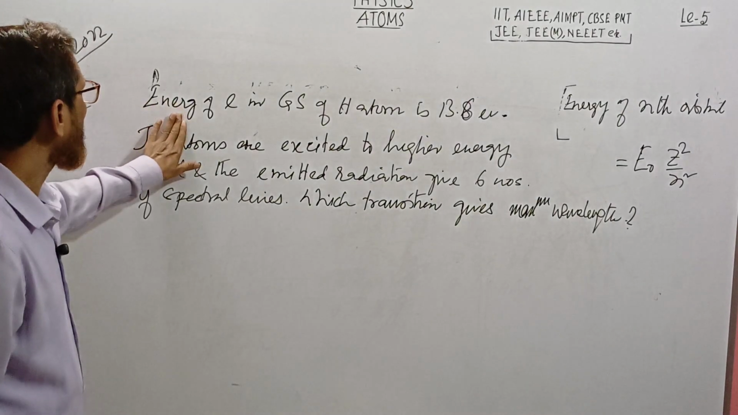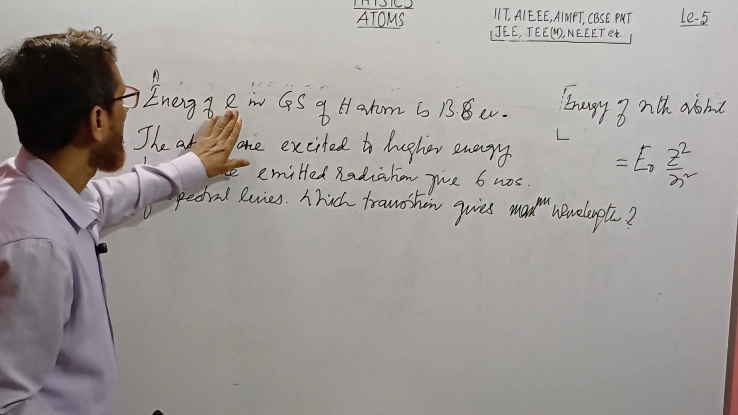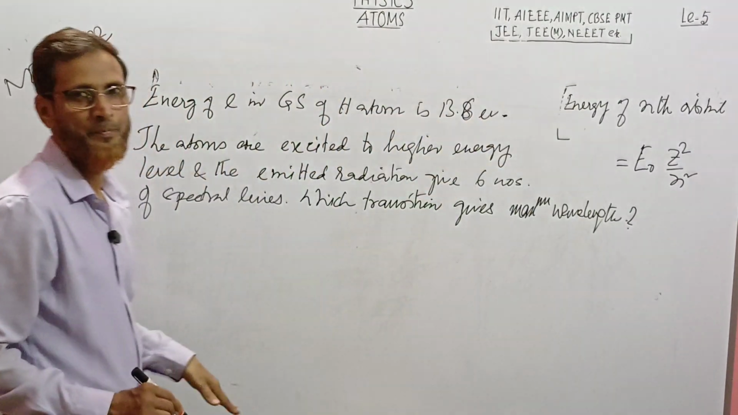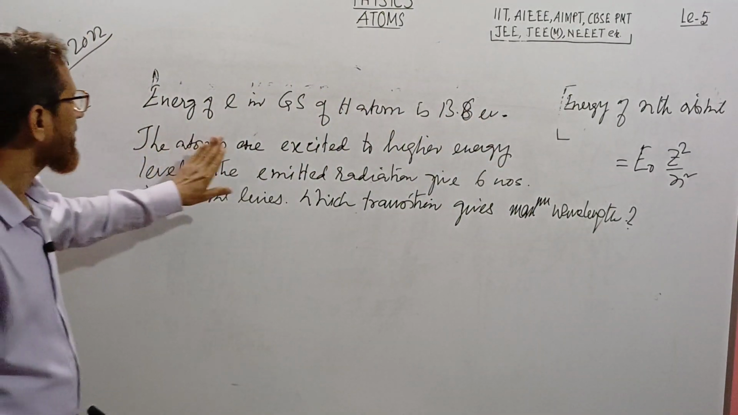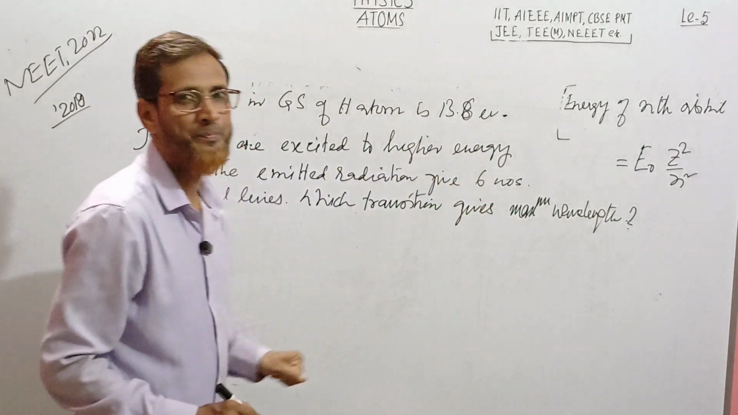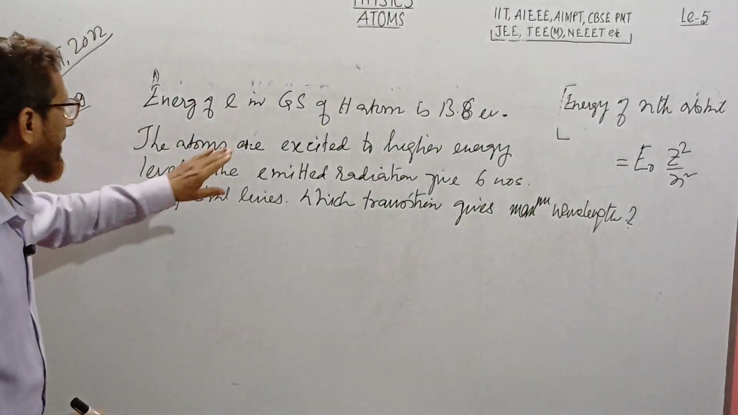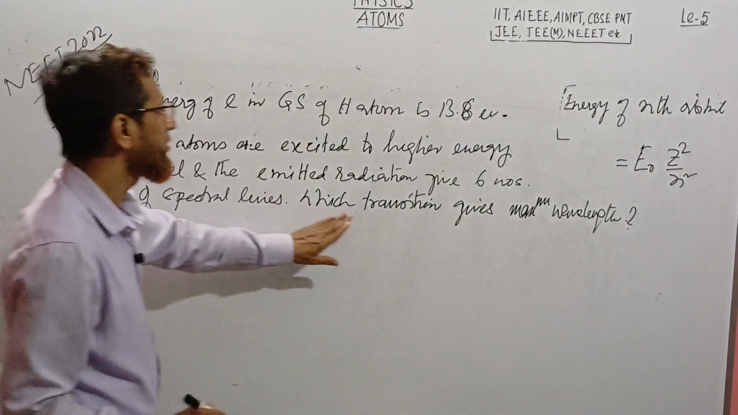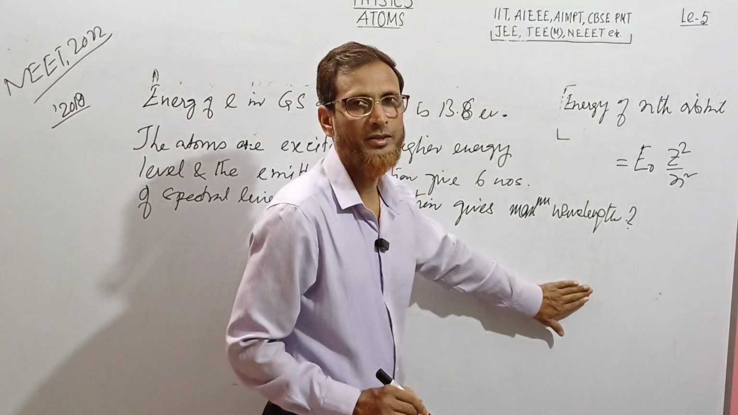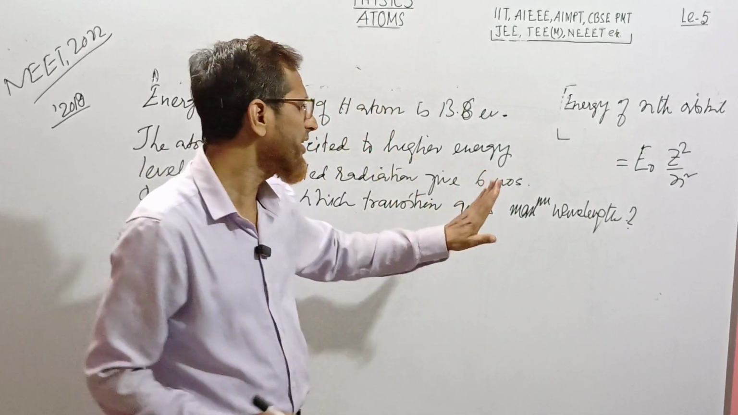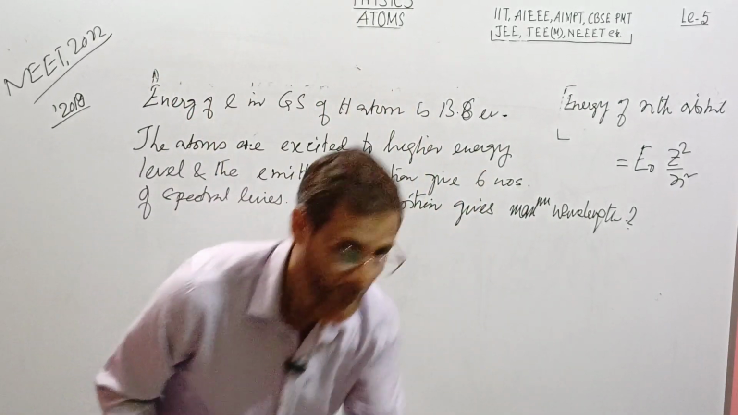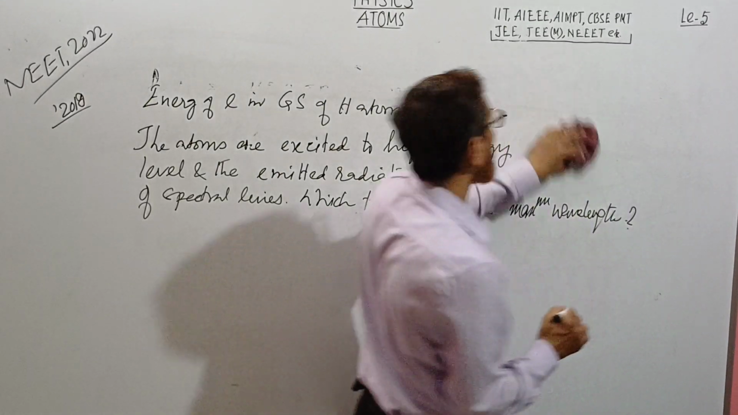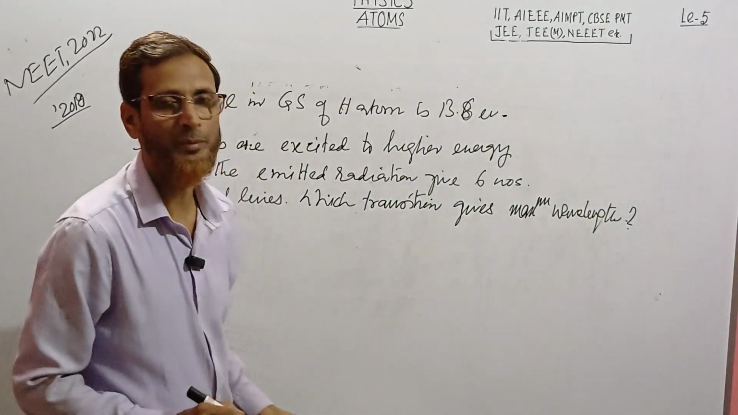The energy of electron in ground state of hydrogen atom is 13.6 electron volt. The atoms are excited to the higher energy level, and the emitted radiation gives 6 numbers of spectral lines. Which transition gives maximum wavelength? Very tricky question and very interesting. Please go through the question and you will find interest in solving out the problem.